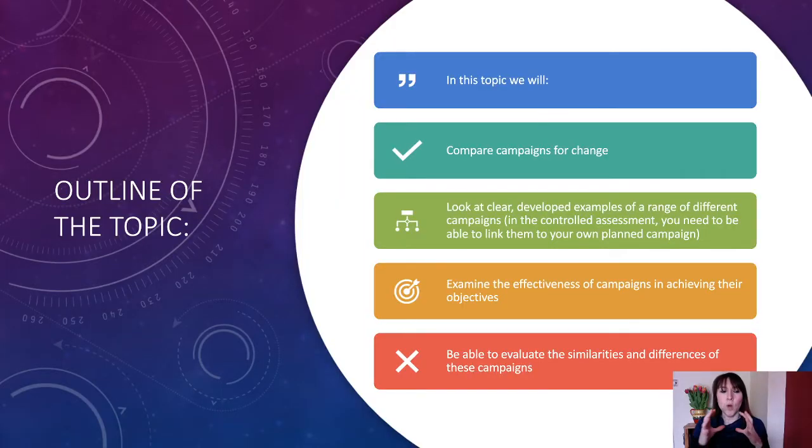So within this topic we will compare campaigns for change. We did 4. Look at clear developed examples of a range of different campaigns, because you need to link them to your own campaign. Examine the effectiveness in achieving their objectives and be able to evaluate the similarities and differences. This is a really immense and big topic, and it's all linking into you designing your own campaign.